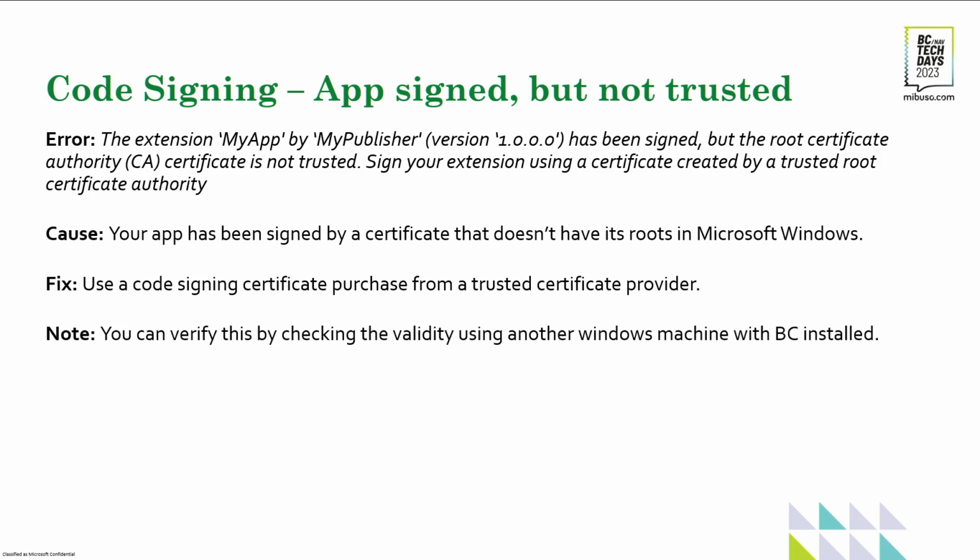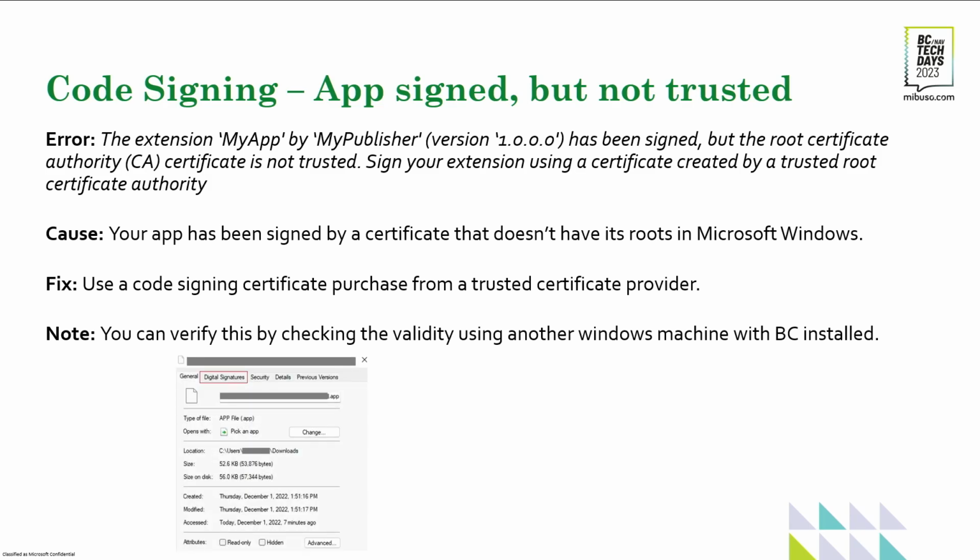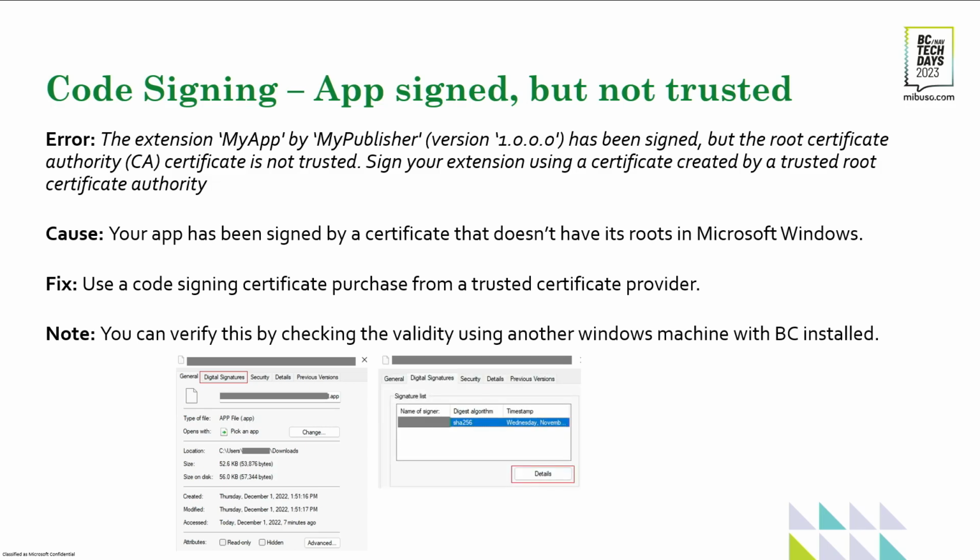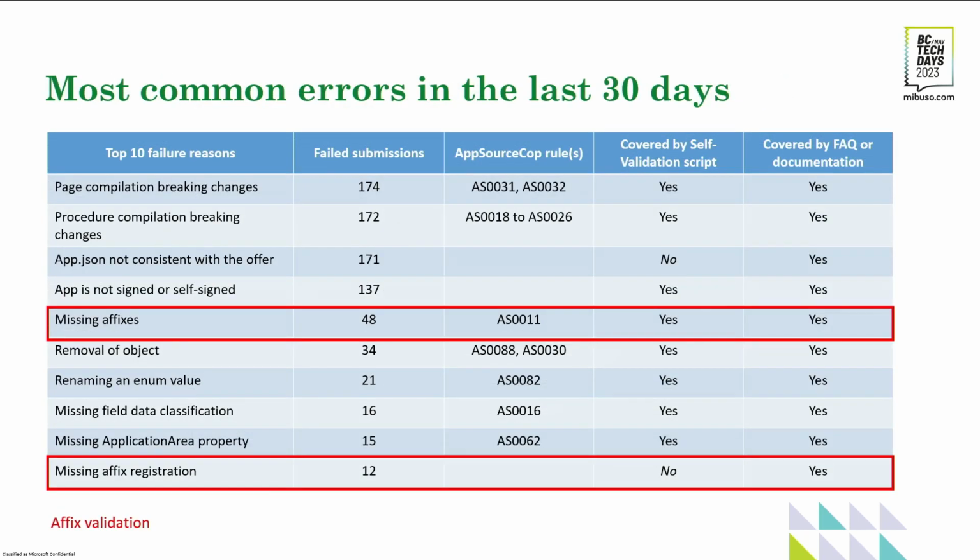You can verify on your own before going to the marketplace if the signature on your file is correct, and you can do this by just taking any computer that you have with Business Central installed. And you can then go on the app file, check the properties, you have the digital signatures, you can see the details there, and you have the ability to see the certificate, whether it's allowed or not. In this case, there's a nice red cross that shows that the signature was not trusted.